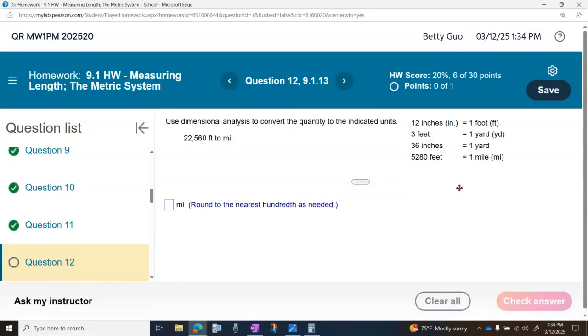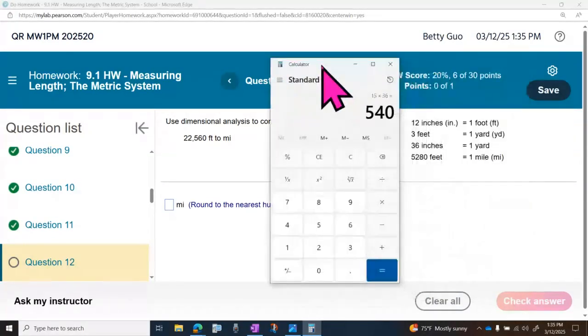There are 5,280 feet in a mile. Obviously, mile is a bigger unit. Foot is a smaller unit, a lot smaller, right? And 5,280 is the conversion factor. Mile is a bigger unit, so we need a very small number. How do we get a small number? The given number in the question, 22,560, is how many feet. In order to get a smaller number, we have to divide by the conversion factor, 5,280.